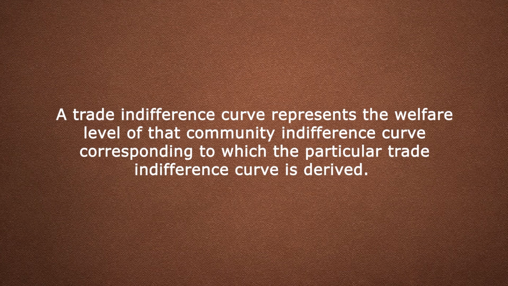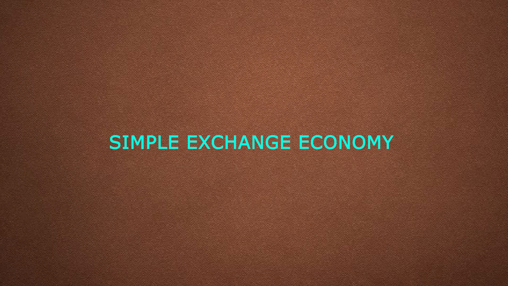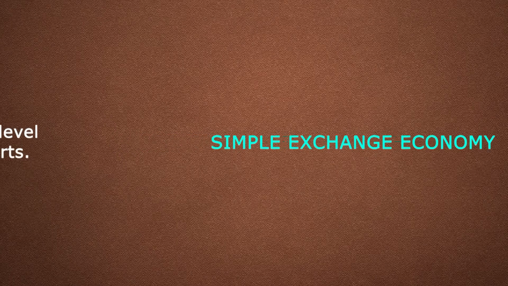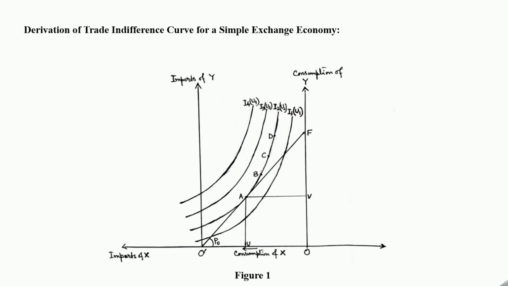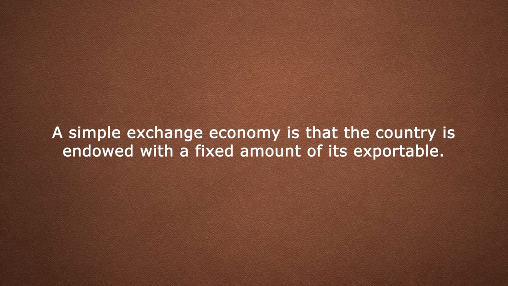Now we can illustrate the derivation of trade indifference curve diagrammatically. First, we consider a simple exchange economy. That means the economy is endowed with a particular level of a commodity that the country exports. Let us look at the diagram to illustrate the derivation of trade indifference curve for a simple exchange economy. A simple exchange economy is one where the country is endowed with a fixed amount of its exportable.